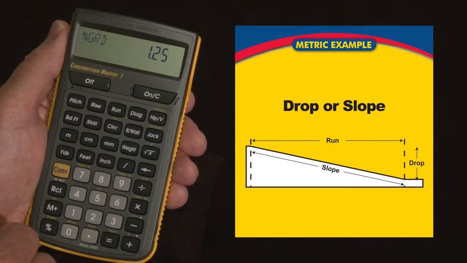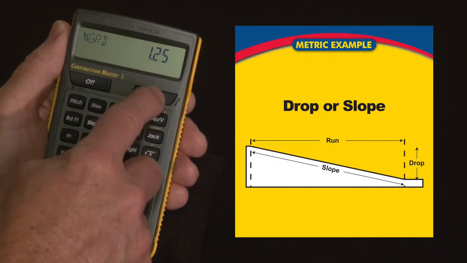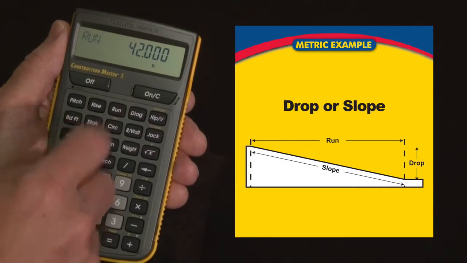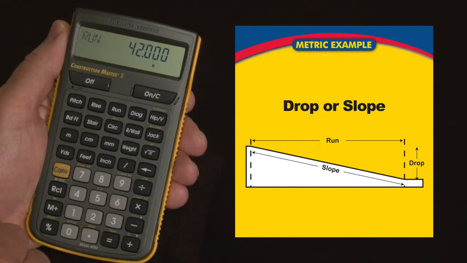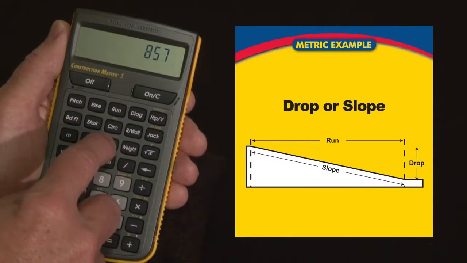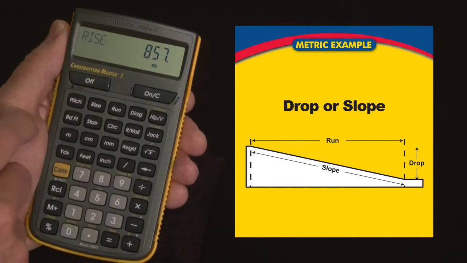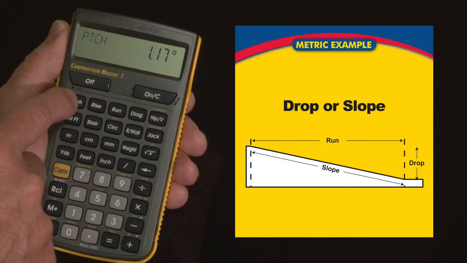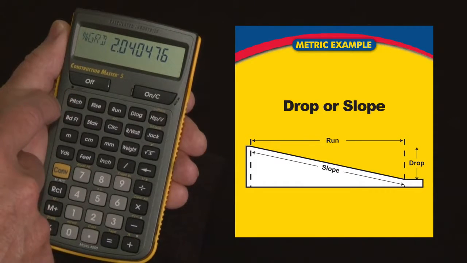Another situation you might use this feature is if you have a piece of land, a lot that slopes and you're wondering will it drain. Say for instance it's 42 meters long, and we'll enter that as the run. And you've measured it and it's about 857 millimeters lower at the far end than this end. So enter that as the rise, and then just press the pitch key here. I'm going to press it a couple times to get to the degrees, 1.17 degrees. And it's about a 2% grade, and you might think that works just fine.